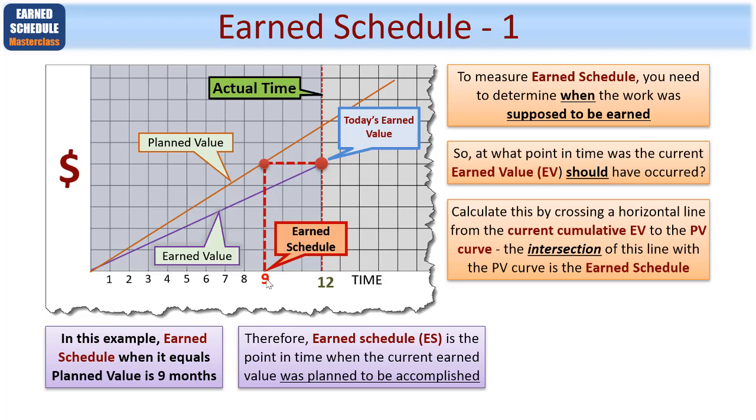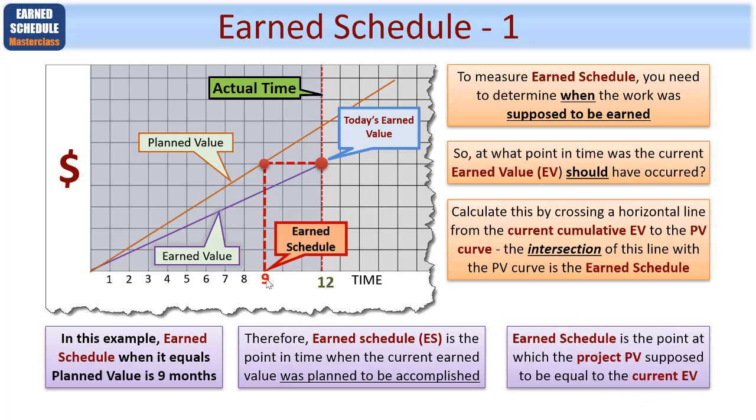Therefore, earned schedule is the point in time when the current earned value was planned to be accomplished. Because of course, earned schedule is the point at which the project planned value was supposed to be equal to the current earned value. That's all we're saying here.